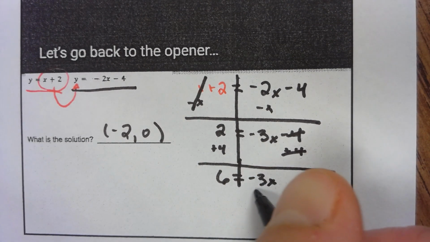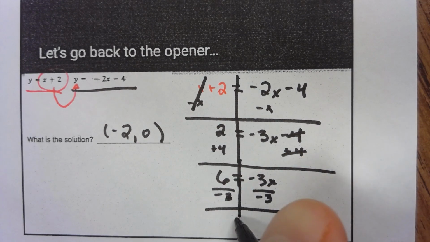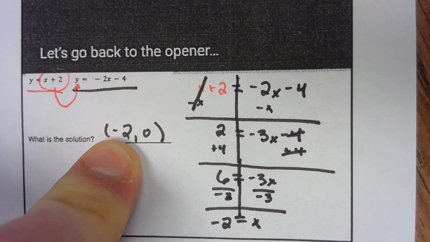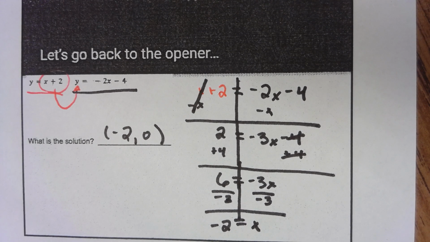And then to get x by itself, I need to divide by negative 3, giving me x equals negative 2. And that's what we found from graphing, right? That we got an x coordinate of negative 2. So from the solving, we've come up with the x value. Now we just need to figure out what is the corresponding y.